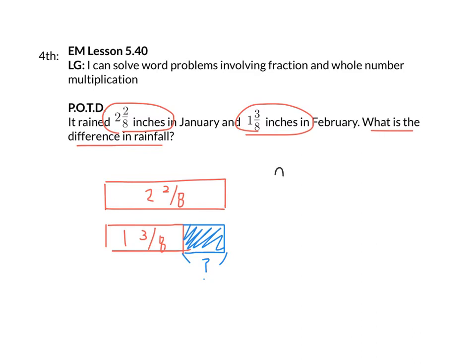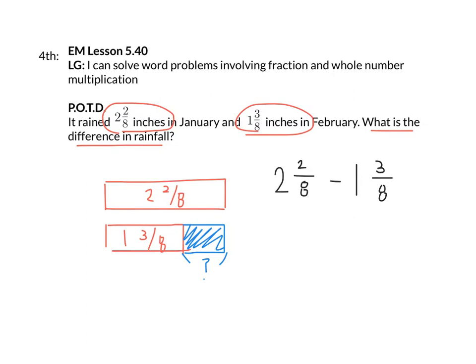Avani? Very good. We can do 2 2/8 minus 1 3/8. The way to say this in word form is the difference between 2 2/8 and 1 3/8, or 1 3/8 taken away from 2 2/8. Now, we haven't talked about fraction subtraction in a while, but it doesn't mean you haven't learned how to do it. Can we subtract the whole number parts and then the fraction parts?